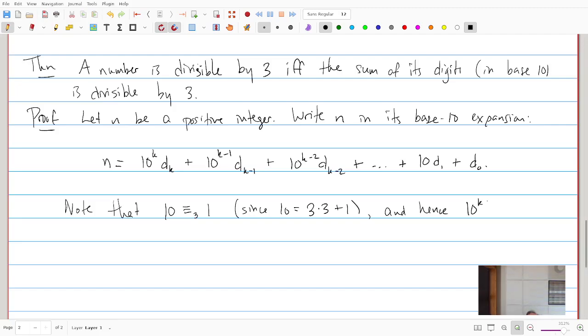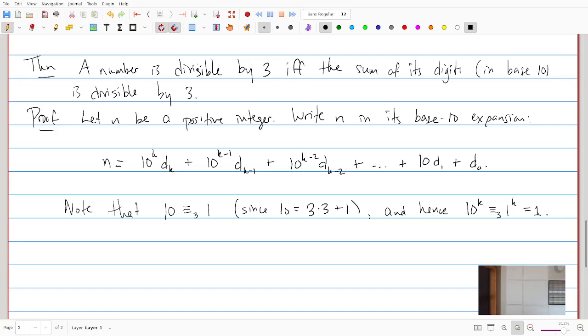if I have 10 to some power, well, raising something to a power just means multiplying a bunch of times, right? And we already know that equivalence modulo something is compatible with multiplication. So if I have 10 times 10 times 10 times 10, modulo 3, that's the same as 1 times 1 times 1 times 1. So this is equivalent to 1 to the k, which is of course just 1. In other words, if I'm just adding and multiplying stuff, whenever I see a 10 to the k, modulo 3, I can just replace that with 1.